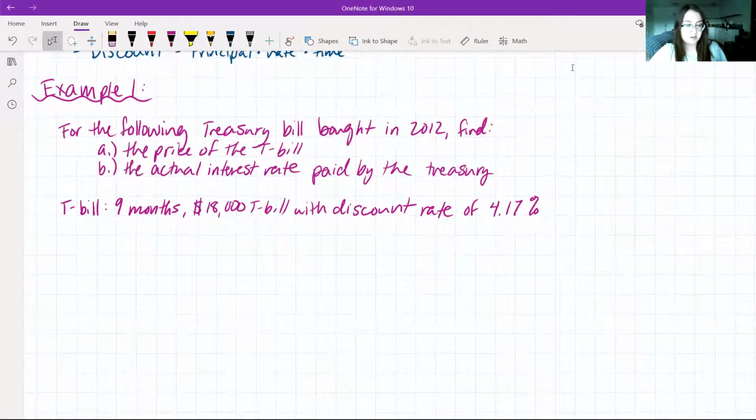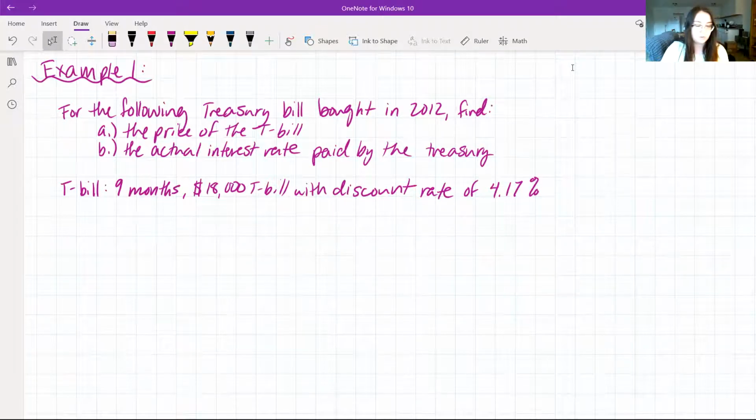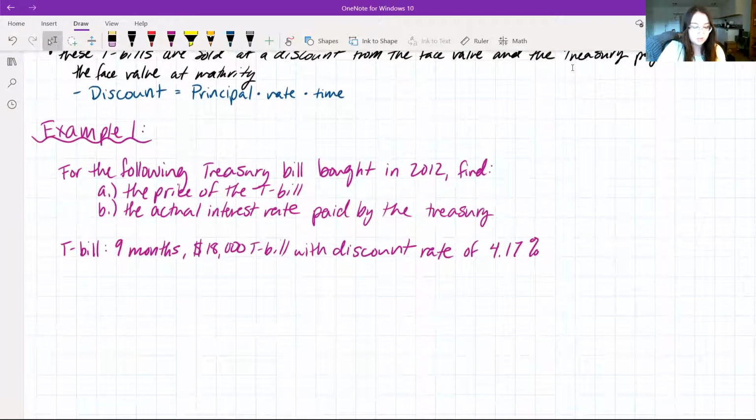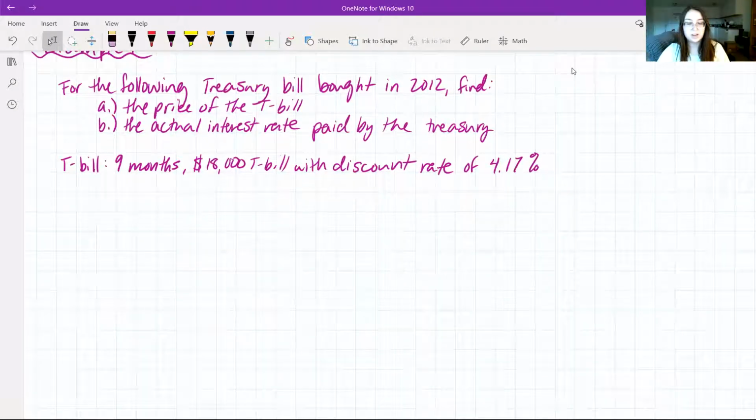So for example 1 here, we have the following Treasury bill bought in 2012, and we want to A, find the price of the T-bill, and B, the actual interest rate paid by the Treasury. So our T-bill is going to be 9 months long with $18,000 and a discount rate of 4.17%. For part A, we want to find the price of the T-bill, or the price that the Treasury would have paid for it.